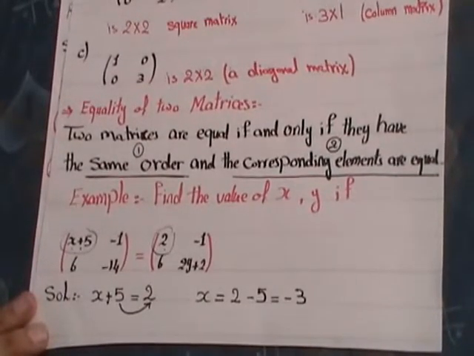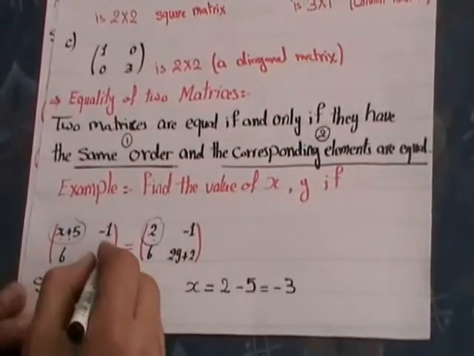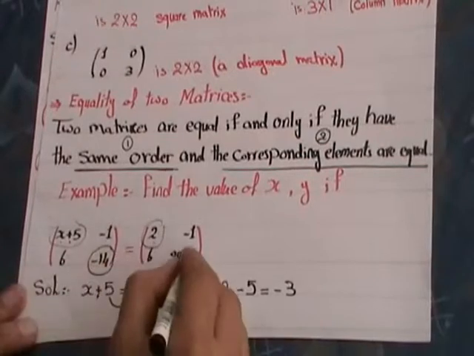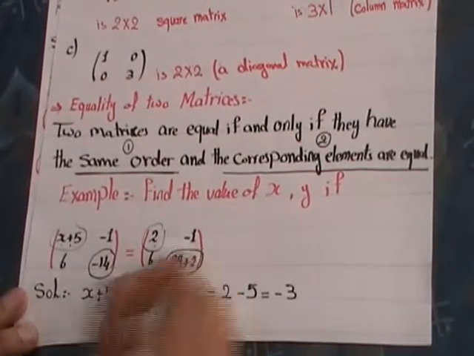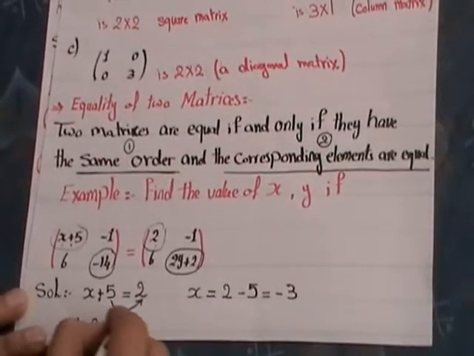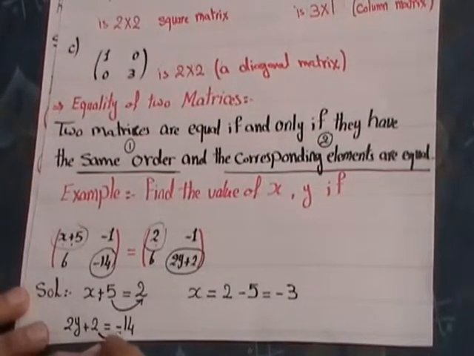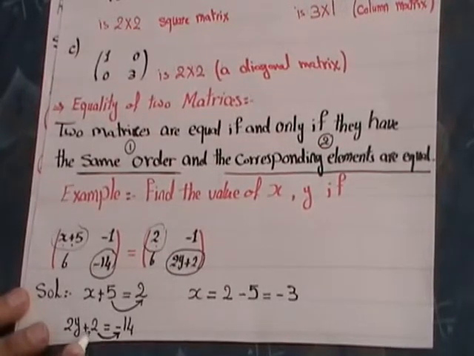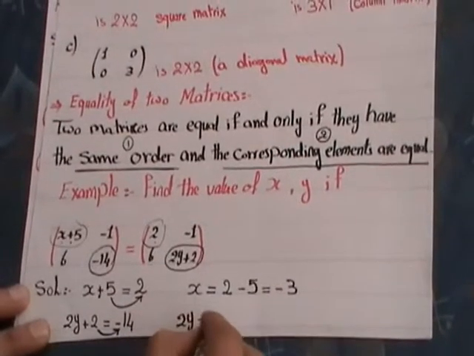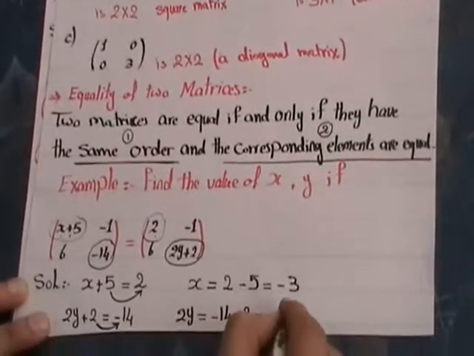In the same way, we take the second element in the second column, which equals -14, and the second element in the second column in the second matrix, which is 2y plus 2. 2y plus 2 must be equal to -14. We have to invert the sign. First, the 2 here is positive, so we change the sign to negative. So 2y will be equal to -14 minus 2, which equals -16.